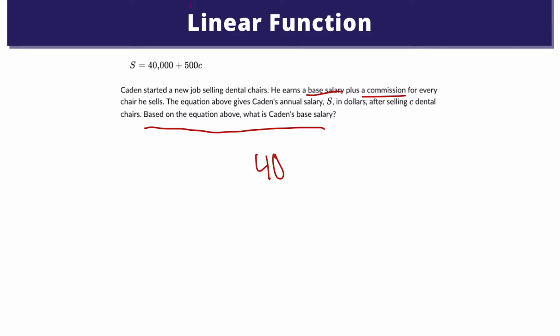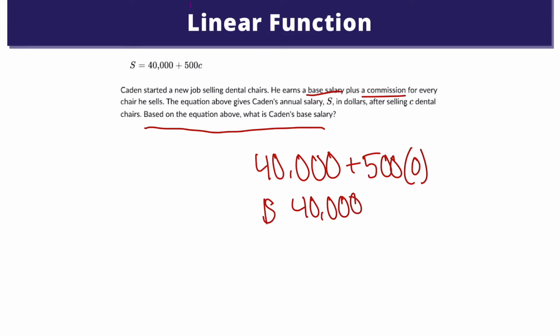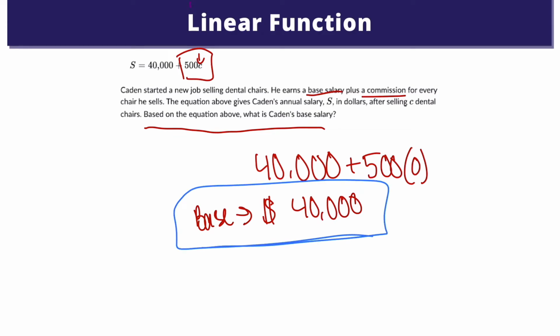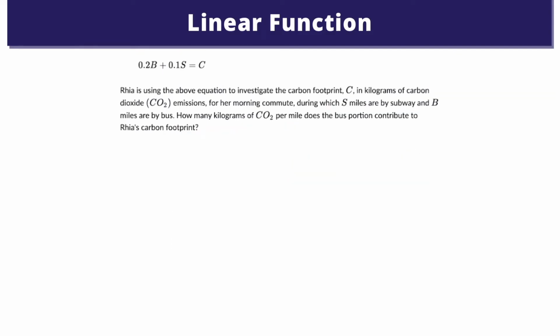Let's just say that he sold no chairs this year. So that would leave us with the answer of $40,000, which would be his base salary. When you look at the equation, you know that C is the amount of chairs he sold, and 500 is connected to that C, so that tells you how much commission he gets for each chair. The only number that's left after that is this 40,000 amount, which is how much his base salary is, and that answers this question.